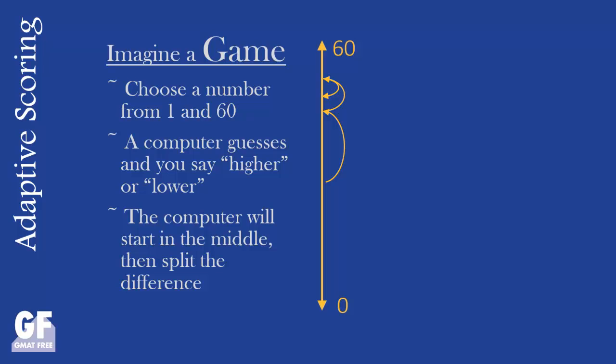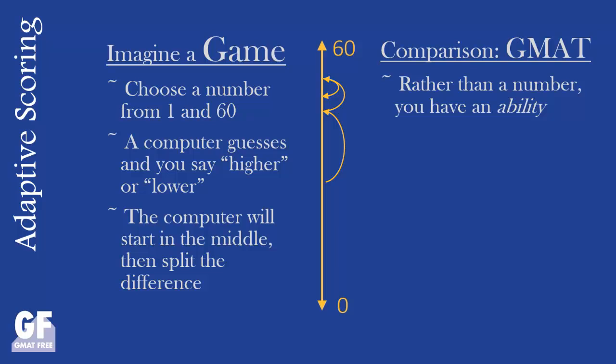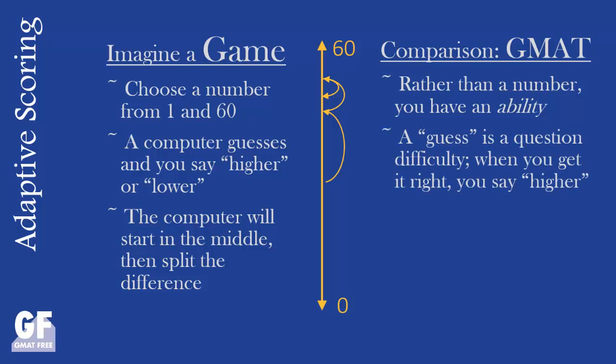Turning back to the GMAT, adaptive scoring on a section is similar to this game. But rather than choose a number, you have an ability level in the eyes of the computer. And when the computer is guessing at your ability number, it gives you a question with a difficulty that matches that ability. If you get it right, that's just like saying that you need to go higher. Then you get a more difficult question. Just like in the guessing game, the computer starts in the middle and splits the difference, so that by the end of the section, the computer is narrowed down very closely on your ability level.